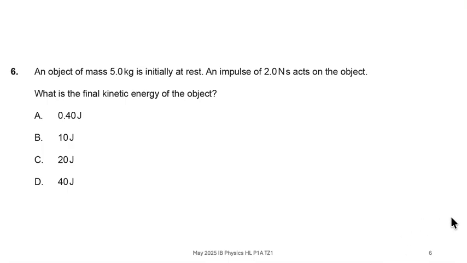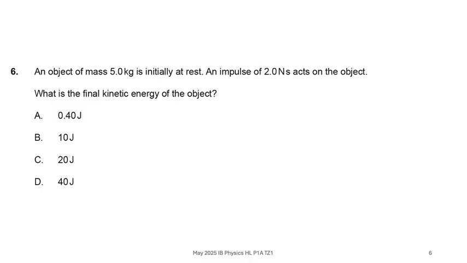Okay, here we have a nice question which involves you using a little bit of a couple of equations, joining them together to find the final kinetic energy of an object. As usual, have a go and then press play. Okay, let's go for it then.